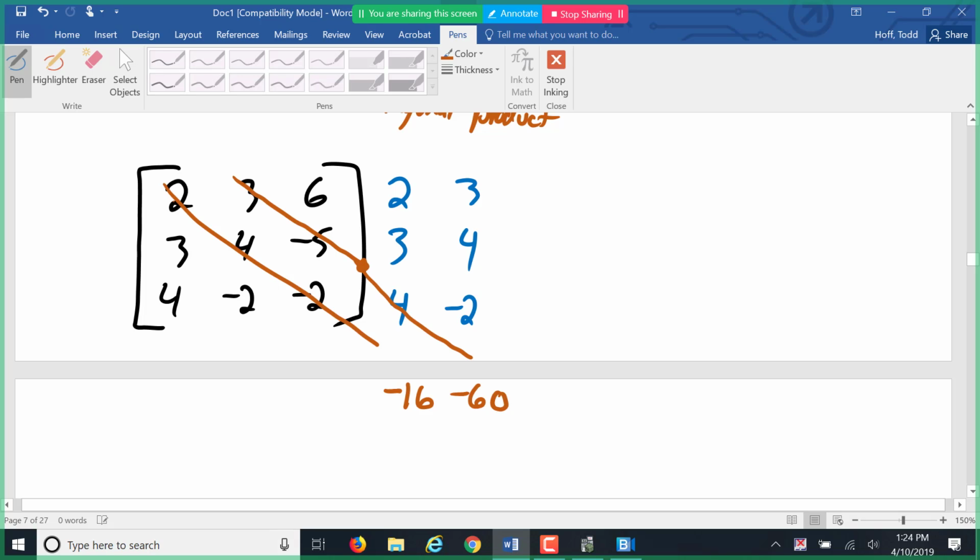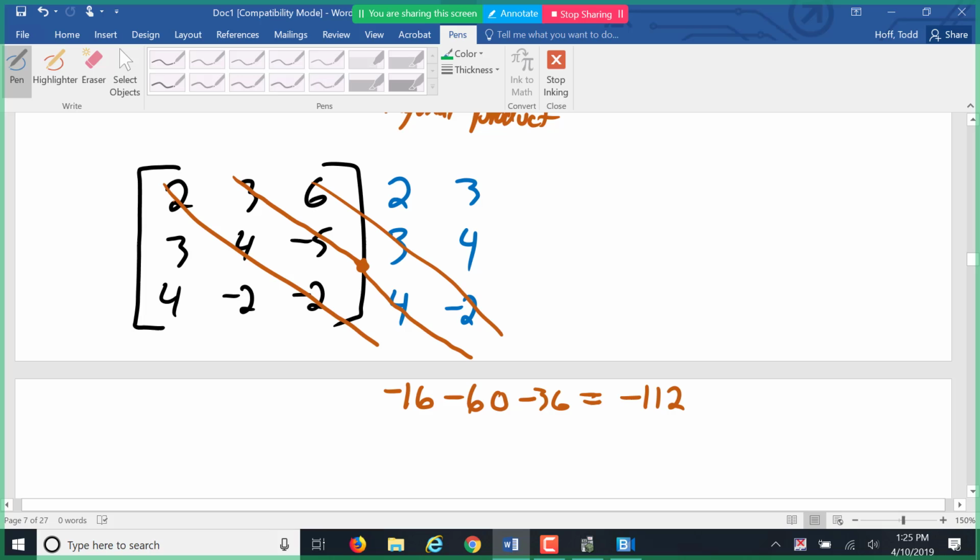That first one was a negative 16, by the way. 2 times 4 times negative 2 was negative 16. 6 times 3 is 18, times negative 2 is a negative 36. So my down diagonal products now get added together to make the sum of my down diagonal products. So I got negative 16 and negative 6 is negative 76. Negative 36 is a negative 112.